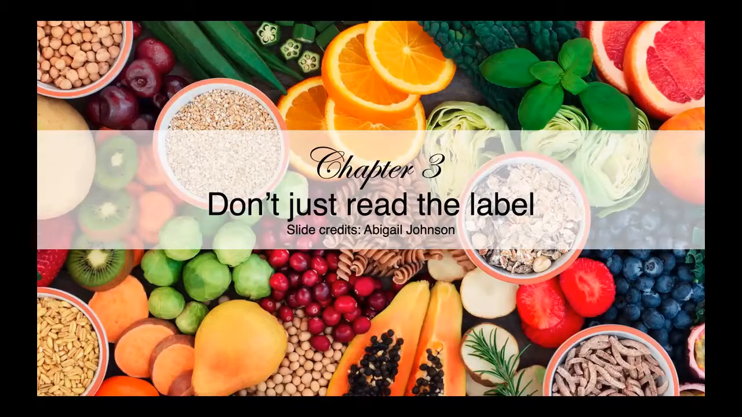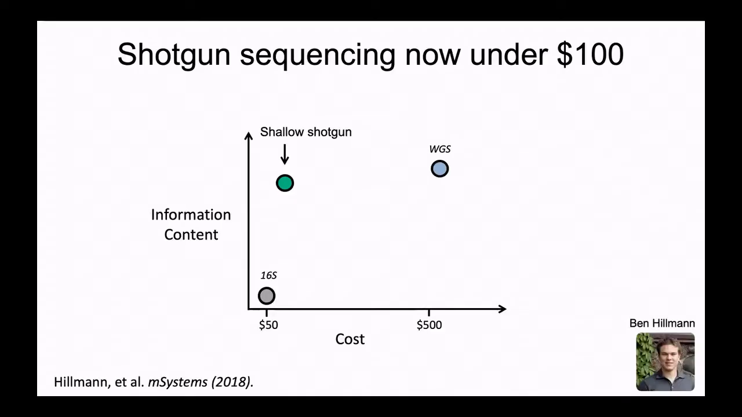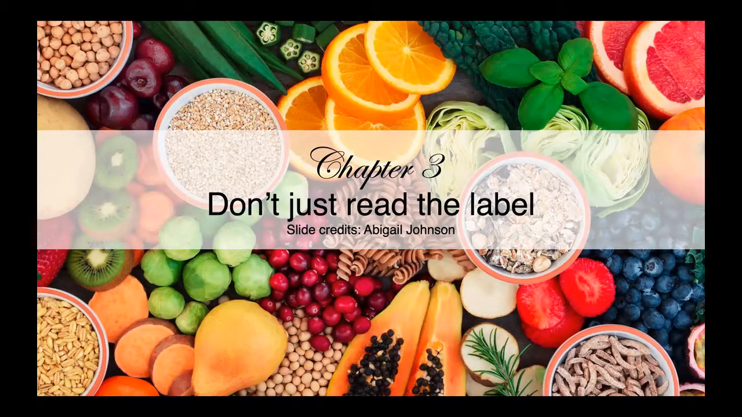And so we have this new tool where instead of having to choose between noisy big data or high resolution small data, we can actually run shotgun on a whole very large data set. And I'm now going to show you an application to one study where we did this. So I told you we were going to talk about food. This is called Chapter 3. Don't just read the label.